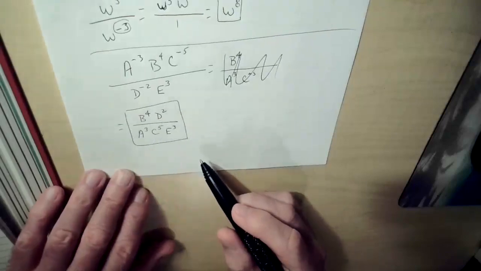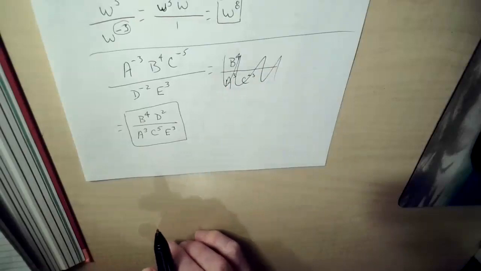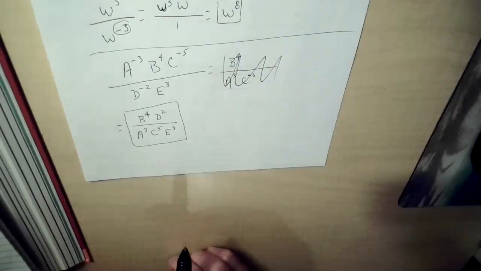Now, do we have any like terms? B's, no. D's, no. A's, no. C, E, no.